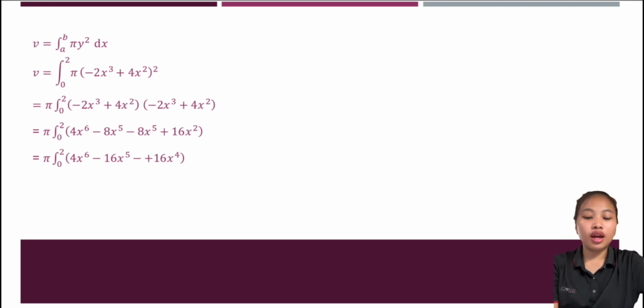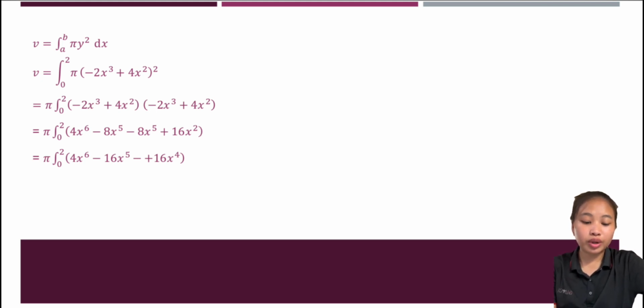4x squared. Now I'm going to explain how to find the volume of solid generated by revolving the region bounded by the curve about the x-axis between x1 equals 0 and x2 equals 2. To solve the equation, we are going to use the formula V equals integral of pi y squared dx. First, substitute the equation y equals negative 2x cubed plus 4x squared in y. We use 0 for lower limit and 2 for upper limit.